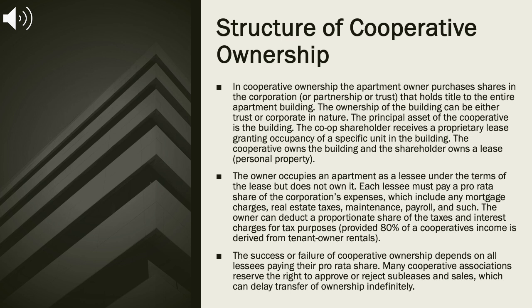The owner can deduct a proportionate share of the taxes and interest charges for tax purposes, provided 80% of a cooperative's income is derived from tenant-owner rentals. The success or failure of cooperative ownership depends on all lessees paying their pro rata share. Many cooperative associations reserve the right to approve or reject subleases and sales, which can delay transfer of ownership indefinitely.